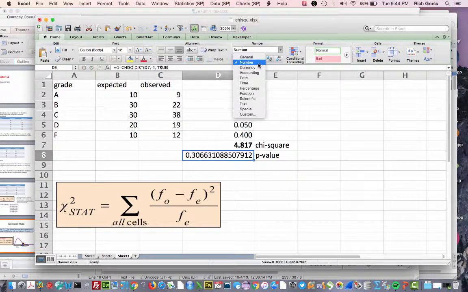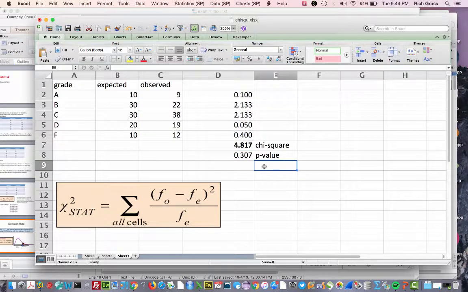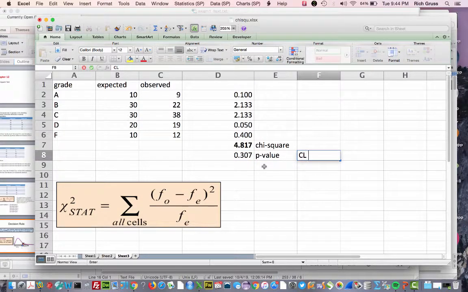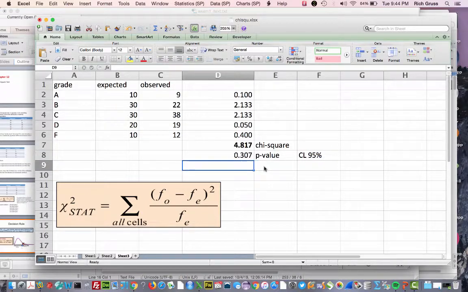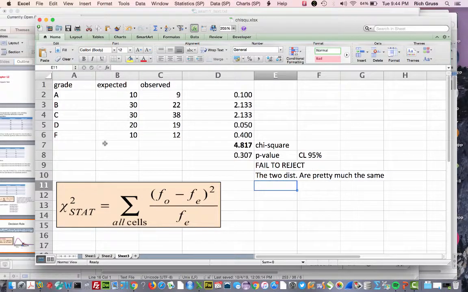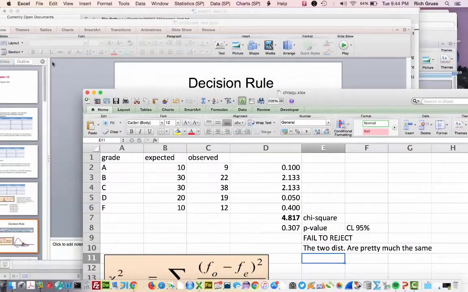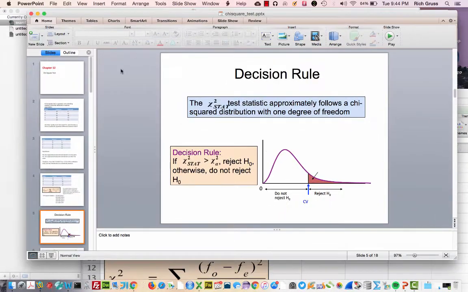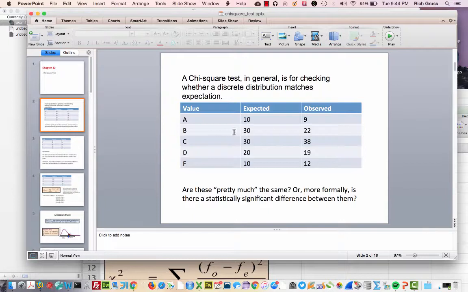Okay, so we've got a lot of decimal places here. Okay, so there's our p-value. So if we took a confidence level of 95%, this is a fail to reject, which means that the two distributions are pretty much the same. Okay, so that's the formal execution of the hypothesis test for the chi-square test for identical distributions.